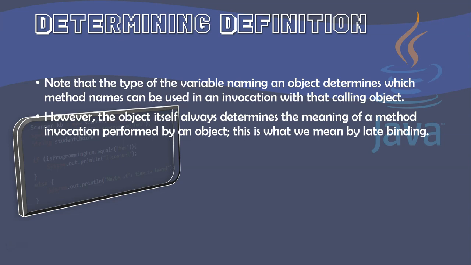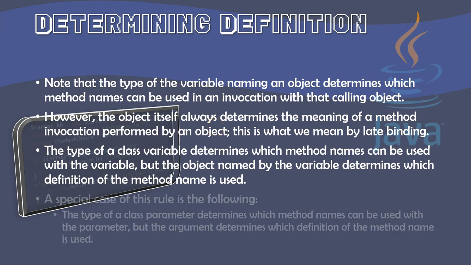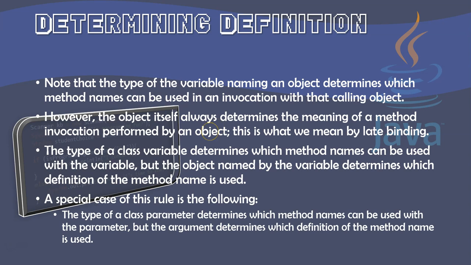Again, a lot of the stuff we've already talked about, we've already covered in some of these, but it's always good to bring things all together. The type of a class variable determines which method names can be used with the variable, but the object named by the variable determines the definition of the method name that is used. Now there is a special case of this rule: the type of a class parameter determines which method names can be used with the parameter, but the argument determines which definition of the method name is used. So just keep that in mind.